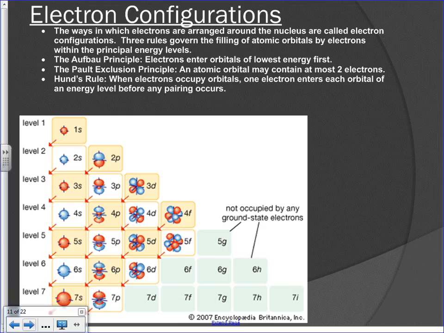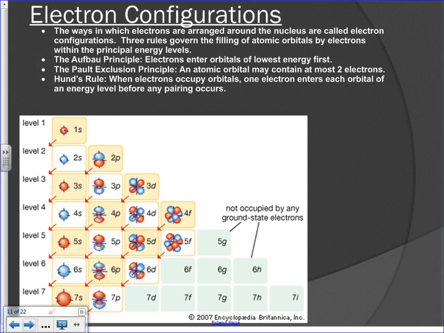And then there's Hund's rule. When electrons occupy orbitals, 1 electron enters each orbital at each energy level before they pair up. So if I'm looking at hydrogen, for example, hydrogen has 1 electron, so it would have a 1s configuration. Helium has how many electrons?